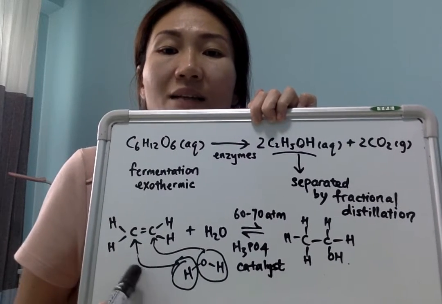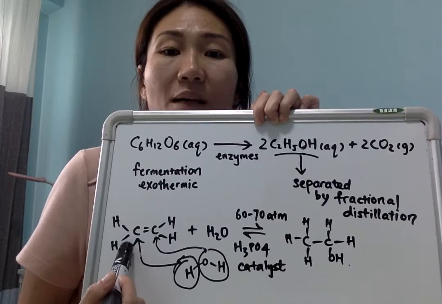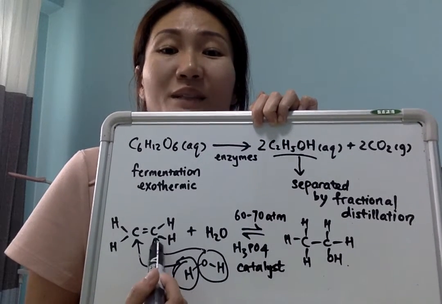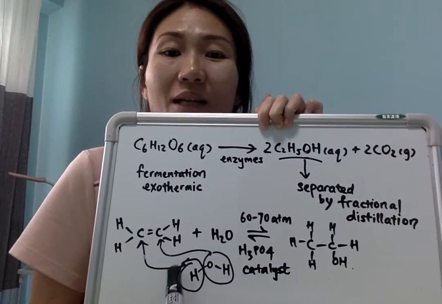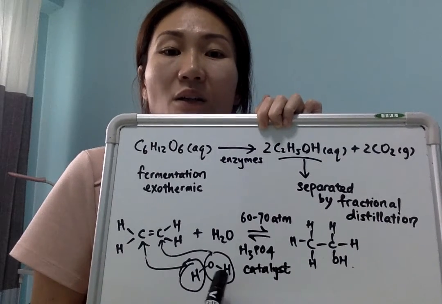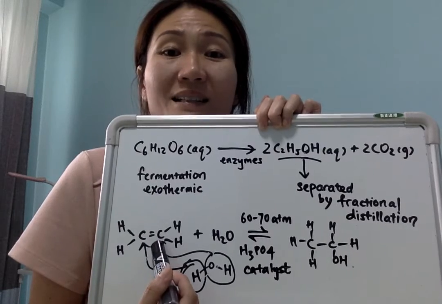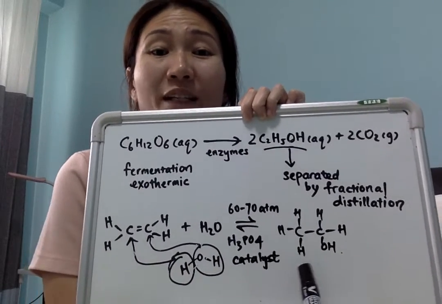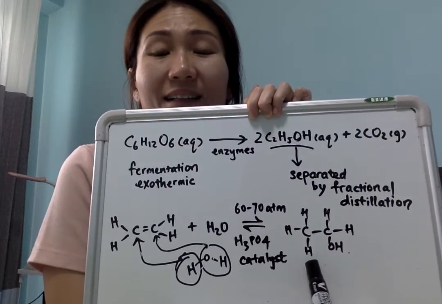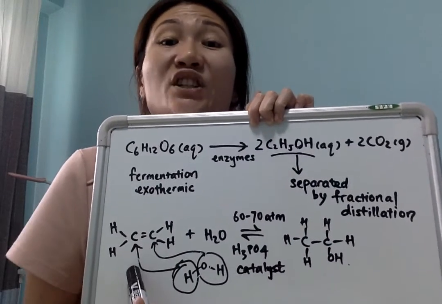So the H is added to the C of this carbon. The OH group is added to the other C, which you can see next to it. So the hydrogen atom is added to this C, and the OH group is added to the other C. So it's added across the C=C double bond, forming a saturated compound here. So this is an addition reaction.